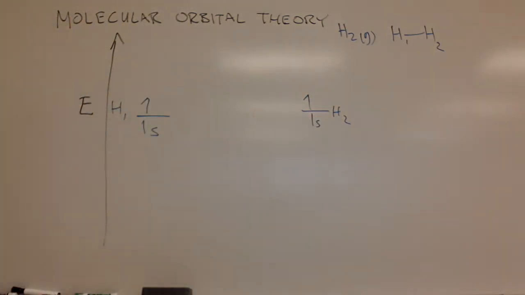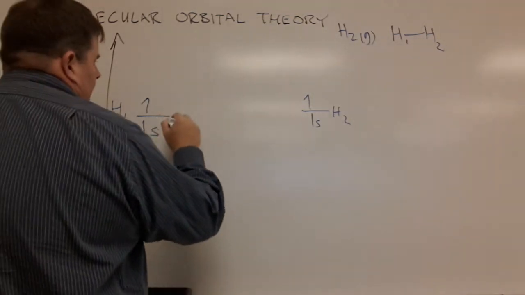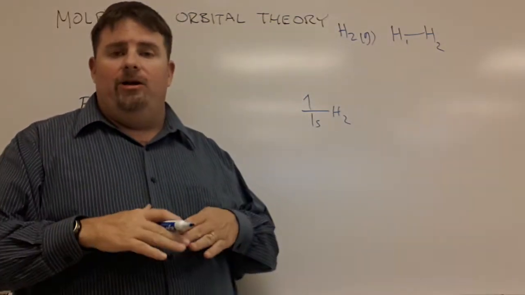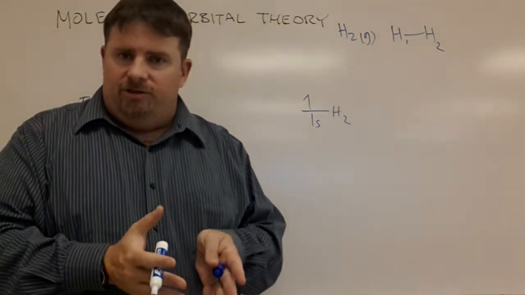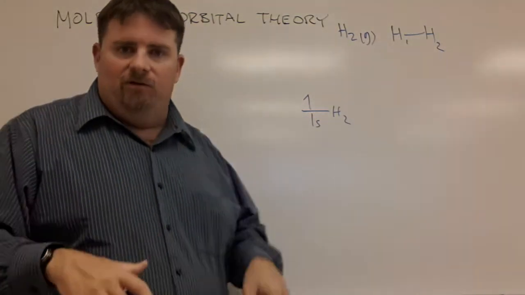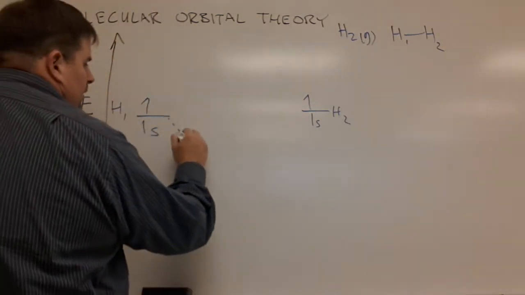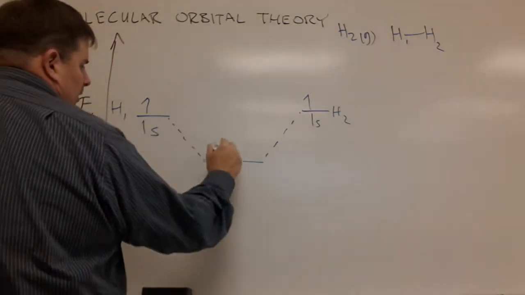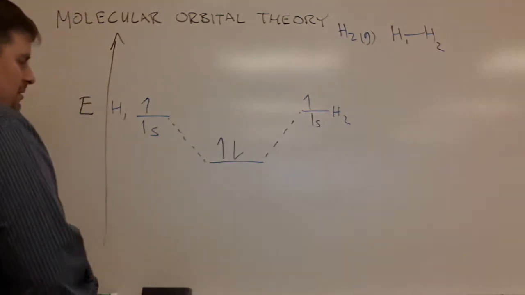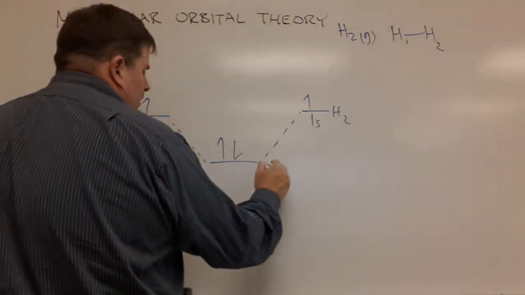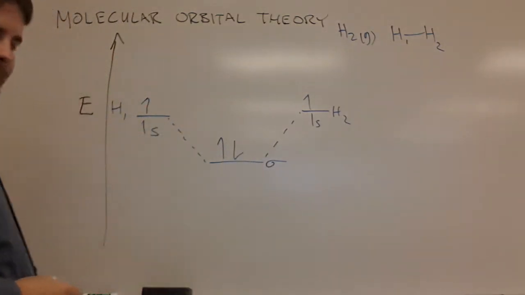Now, what's going to happen when those two things overlap? In order for this to occur, there has to be a lower energy involved when the two electrons start sharing. If it was higher energy, it wouldn't happen. So in order to get a bond, I've got to have lower energy. So once these two things overlap, I'm going to get a bond between the two, the sigma bond, and it's going to be lower in energy.